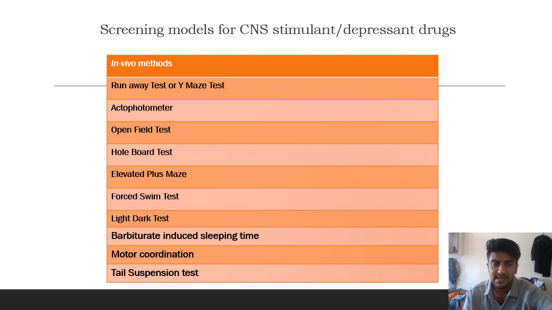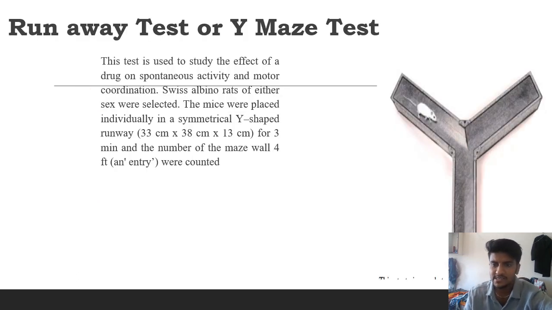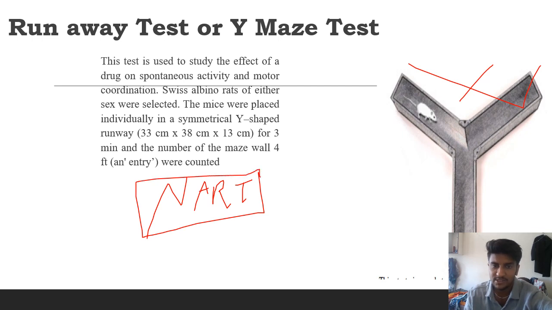In CNS we have actophotometer, rotarod, runway test, open field, Y maze, hole board, elevated plus maze, forced swim, swim despair, light and dark model, barbiturate-induced sleep model, motor coordination, tail suspension test. So this is a runway test model, like the Y maze. It can also be converted into NART, the novel arm recognition test, in which in one arm you will be putting some specific special thing. I will make a video on this specifically because this is going to be a long video, so I can't explain things in detail.